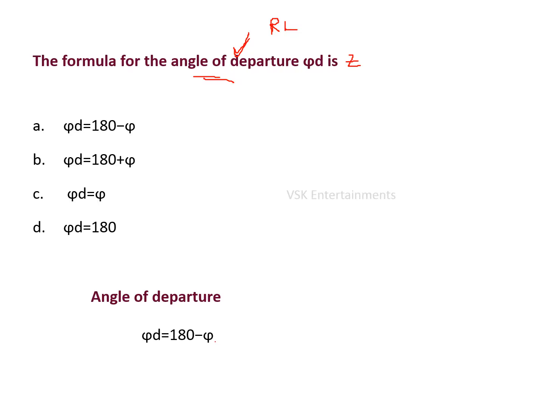Here phi is nothing but the summation of angles of all the poles minus the summation of angles of all the zeros. So this is the formula for finding the angle of departure, that is phi d is equal to 180 minus phi. So option A is the right answer.